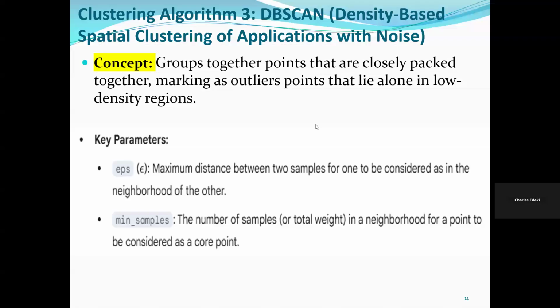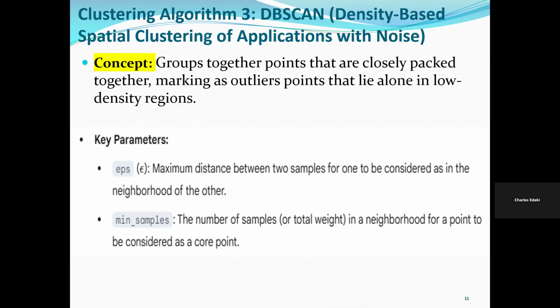So again, the density base. Everything is based on density. A density-based algorithm, as we said earlier, groups together points that are close together, packed together. So a more dense area becomes one cluster. Then if there's a less dense region between them, that will separate the two clusters.